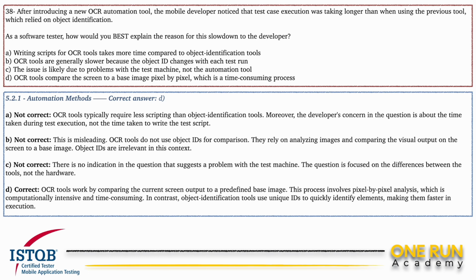Lastly, we reach option D, which is indeed the correct explanation. OCR tools work by scanning the screen and performing a pixel-by-pixel comparison against a predefined base image. This process is way more computationally intensive compared to object identification tools, which use unique identifiers to find elements on the screen directly and quickly. The pixel-by-pixel analysis is why the test execution is slower when using OCR. So, this is the right answer.